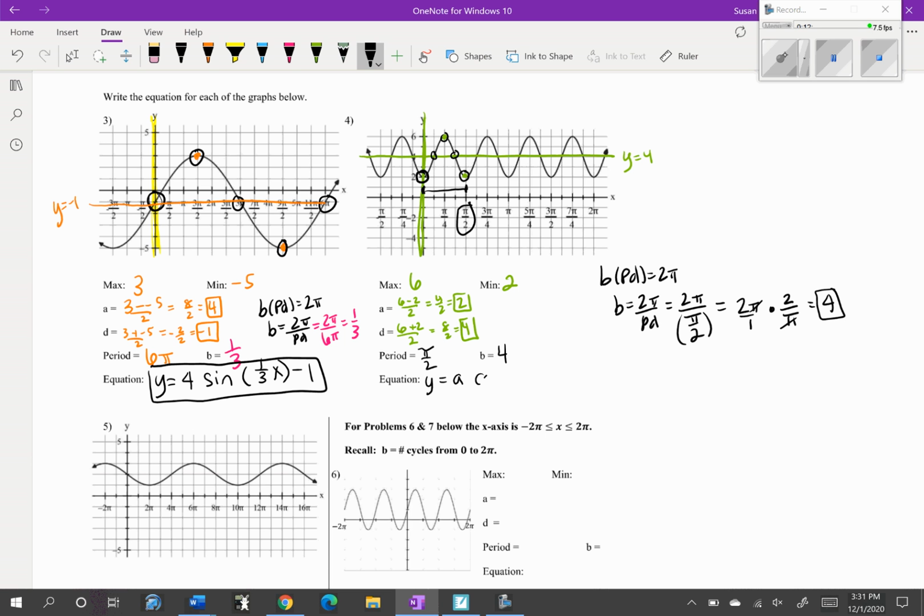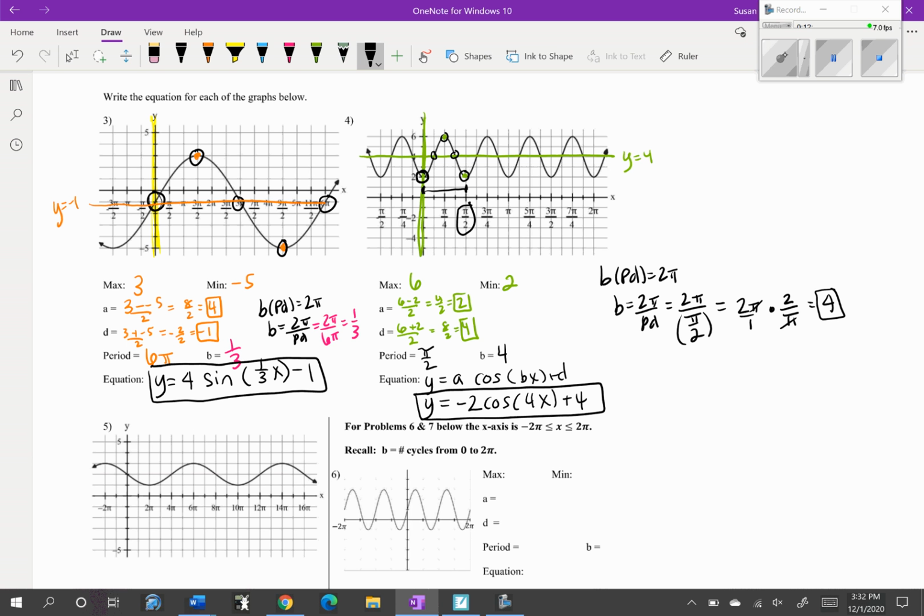So y equals a times the cosine of bx plus d. Because my graph is starting below the midline, now I need a reflection. So this would be y equals -2 times the cosine of 4x plus 4. And that would give me my equation.